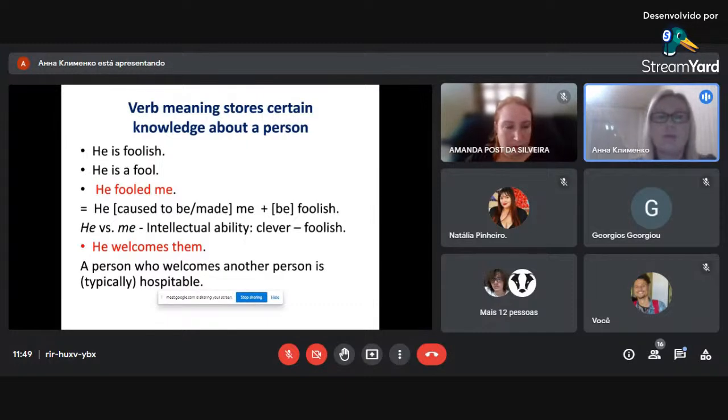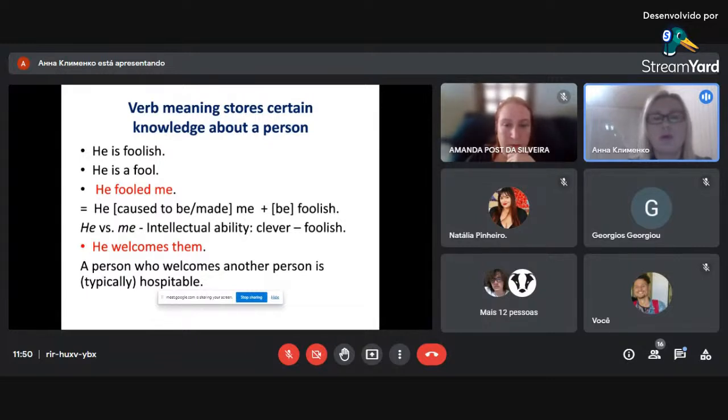And I will give you just a small example on words with the same root functioning as adjectives, noun, and verb. So if we have "he is foolish," the characteristic is directly attributed to the subject he. "He is a fool." A fool is a kind of a category of a person. And in the sentence, "he fooled me," the verb fooled contains certain information about the characteristics of the person. But this information should be extracted logically, because first of all, we have this causal schema, he caused to be or made me, and then the feature that is attributed, be foolish.